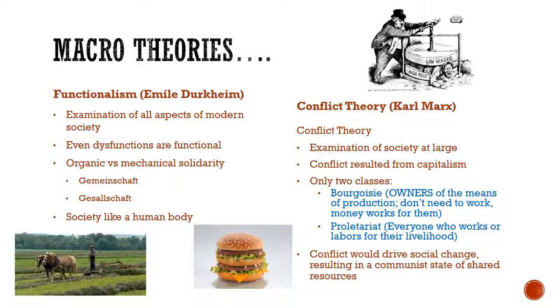So some of the major theories in sociology, we call them the big three, are functionalism and conflict theory as macro theories. They look at society as a whole. Functionalism is given to Emile Durkheim as being the founder of that. He examined all aspects of modern society, and he found through his observations that he looked to find function in dysfunction. So specifically, let's look at crime.